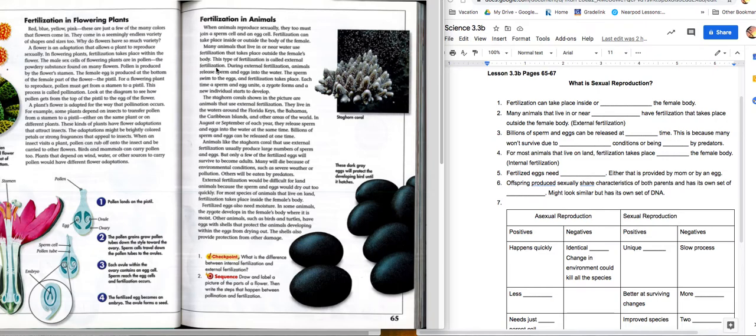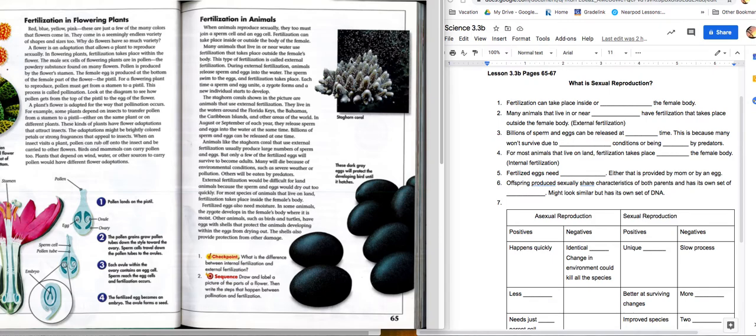External means outside. We're going to use that term in math class as well this year. During external fertilization, animals simply release sperm and eggs into the water. The sperm swim to the eggs and fertilization takes place. Each time a sperm and an egg unite, a zygote, remember that's the term for as soon as an egg and sperm unite, we call it a zygote, so that's one cell back to a complete set of chromosomes. They form a new individual and it starts to develop.